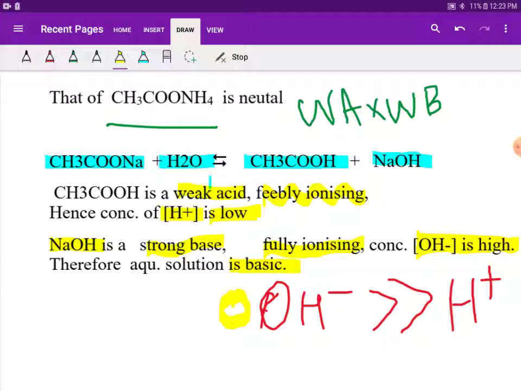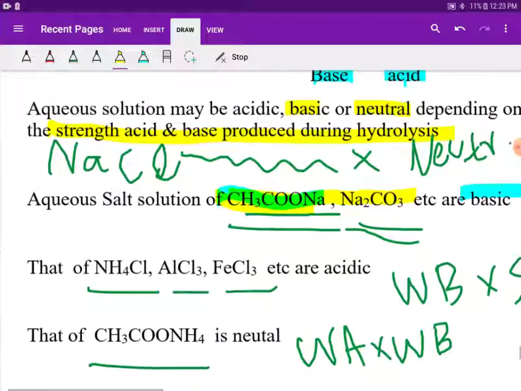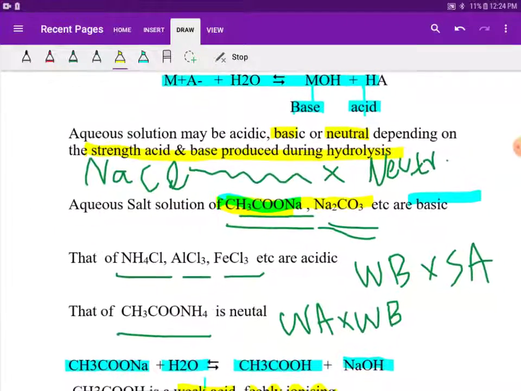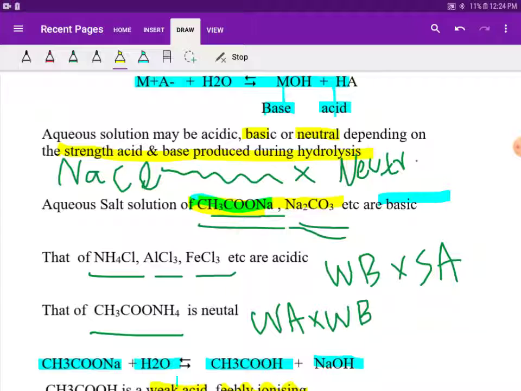Then the case of the salt of a weak base and a strong acid, like ammonium chloride. It is acidic in nature due to hydrolysis. Due to the hydrolysis, the aqueous solution is acidic.